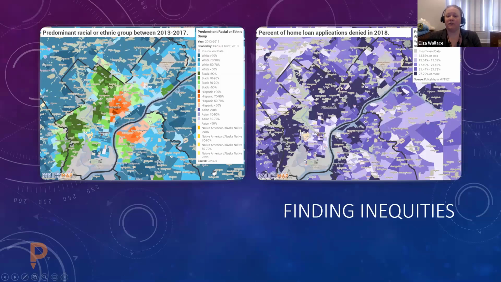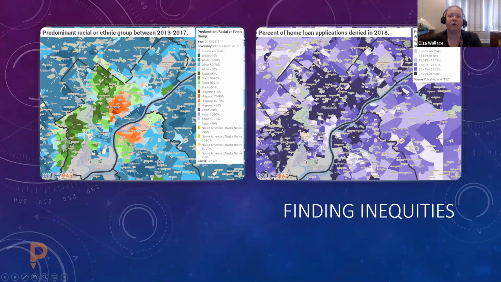All right, so another example of finding inequities. This is an example from the housing world. This is an example of some data that we've worked on at PolicyMap. The purple map you can see is some data that I actually just pulled together in the fall out of some mortgage application data that is available across the country. I pulled together percentages of home loan applications that were denied in 2018. And again, if you look at a map of predominant race and ethnicity, you can see that the places where more people are white, more people are also getting mortgages.